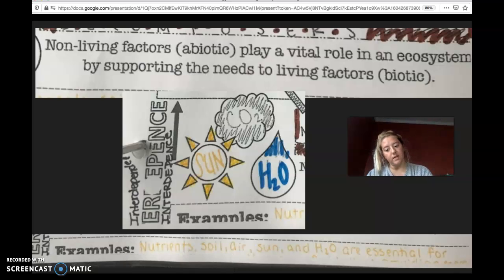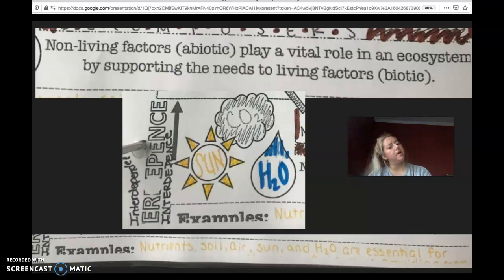So that word on the side is interdependence. All these organisms that you saw to begin with are dependent on some abiotic factors like the sun, carbon dioxide, and water. Those are all nutrients. They're things that aren't living. Remember, we call these abiotic factors. So non-living abiotic factors play a vital role in an ecosystem by supporting the needs of living, or biotic, factors. Nutrients, soil, air, sun, water are all essential for life. We need all of them.